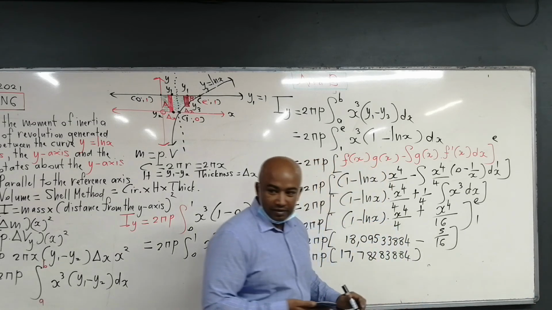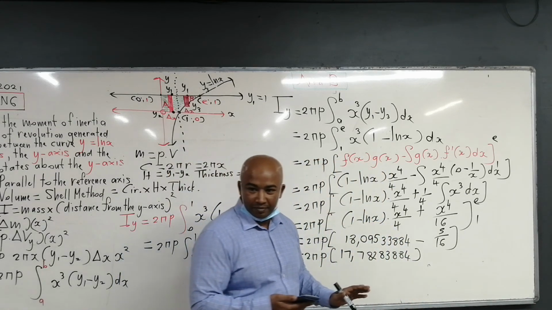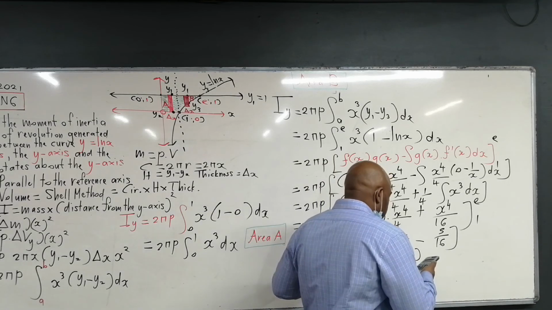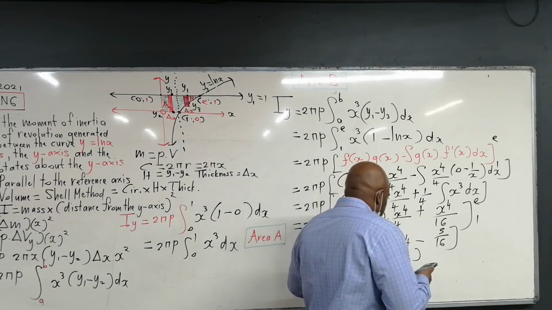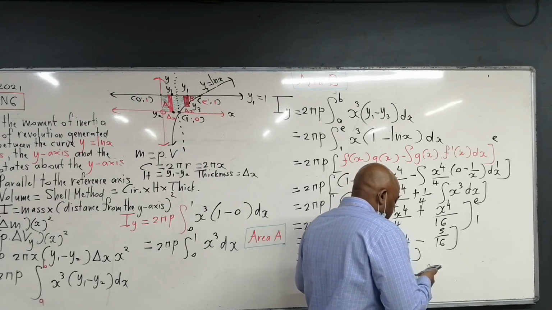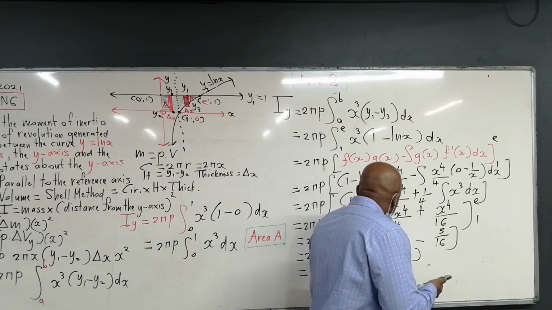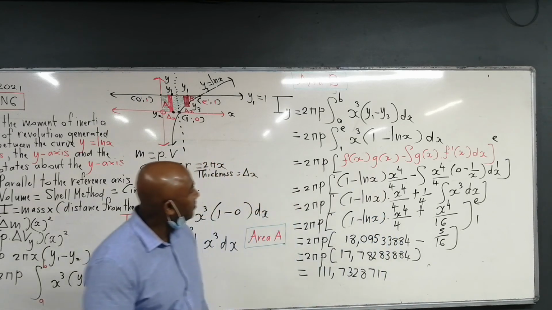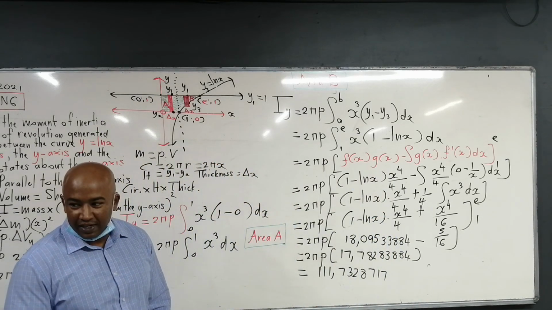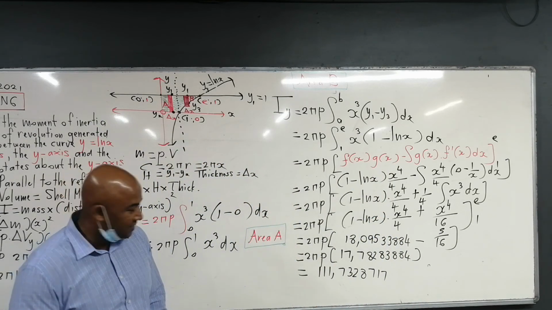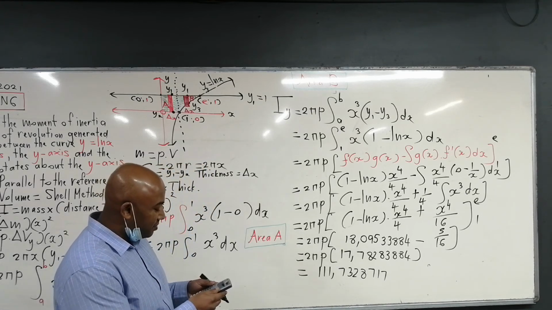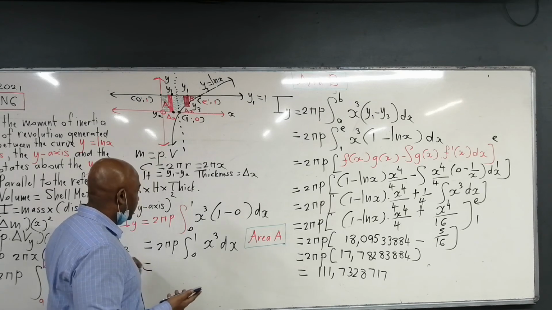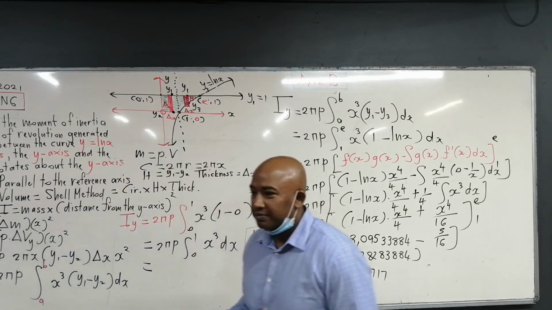Just double check. Now we're getting the same answer. So this is 111,732,8717. Looks way higher than the other value. Alright, so maybe just double check the calculator, but let me just make sure. What was the answer for this one here? This one.